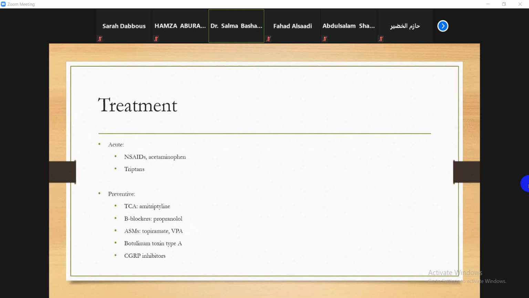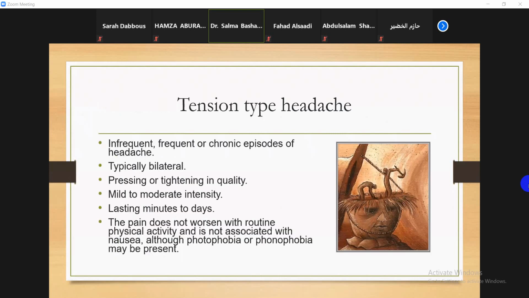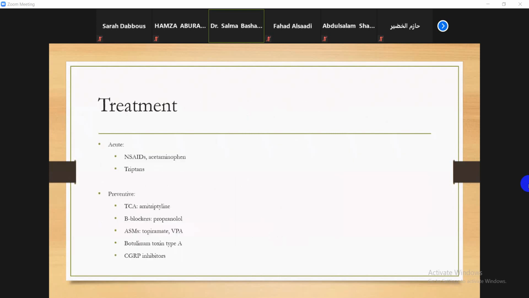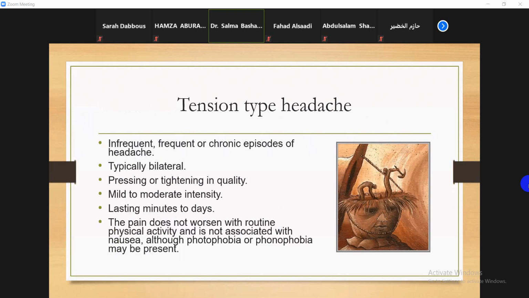We have so many options, including the tricyclic antidepressants like amitriptyline, the beta blockers like propranolol or Inderal, the anti-seizure medications like topiramate or valproate, and botulinum toxin injections, also FDA approved now for the prevention of migraine. And we have something called calcitonin gene-related peptide antagonists, released recently. The first one was in 2017 and approved for prevention of migraine attacks. That's briefly, again, just the basic treatment guidelines for migraine.